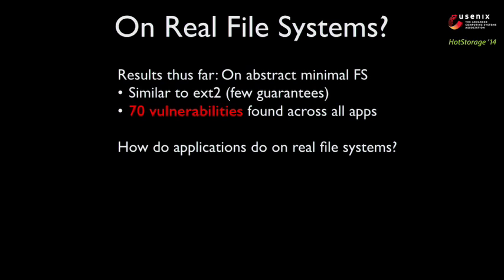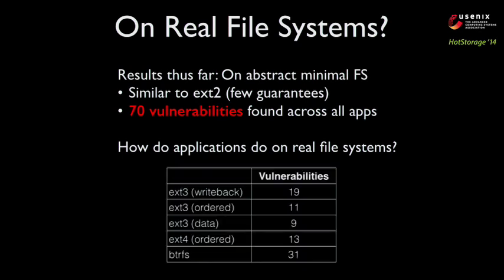Now, you might be asking, well, this is on this abstract file system that you found these vulnerabilities. What about, and there were about 70 across all the applications, how do they do on real file systems? We can model that with the tool as well, because we have some sense of which persistence properties from the first part of the talk are actually delivered by the different file systems. And there are fewer vulnerabilities when you run on real file systems. So here are some different ext3 modes, ext4, and Btrfs. Instead of seeing 70 vulnerabilities across all those applications, you see maybe 10 or 20 or 30.